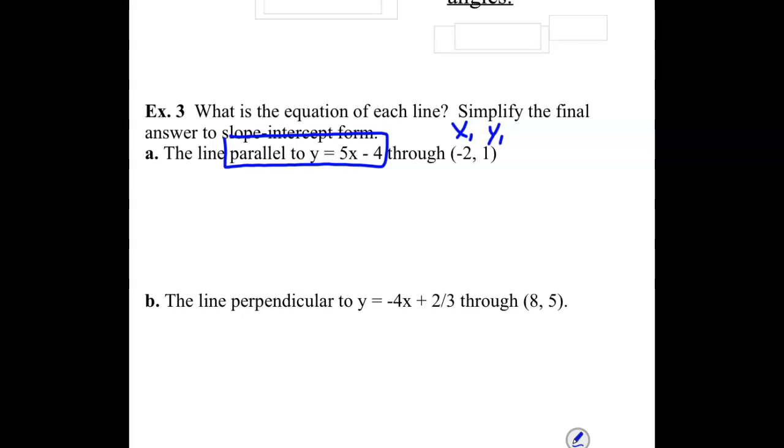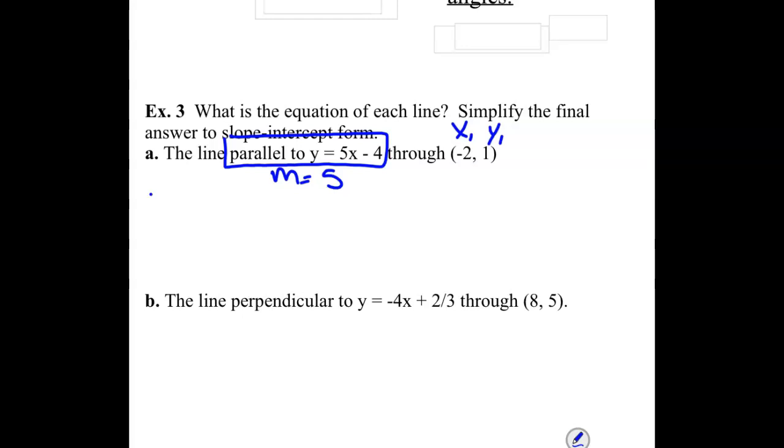That the slope is going to be the same. What's the slope from this one? 5, right? From this equation, we know that the slope is 5, and if it's parallel, it means I need to use that same thing. So I'm back to knowing a slope and a point that it goes through.